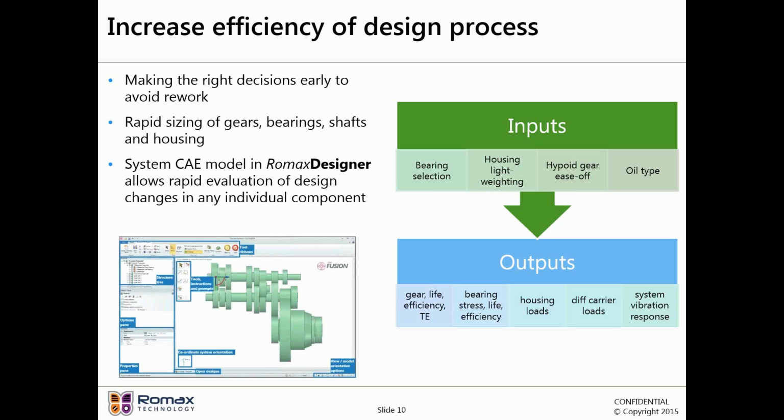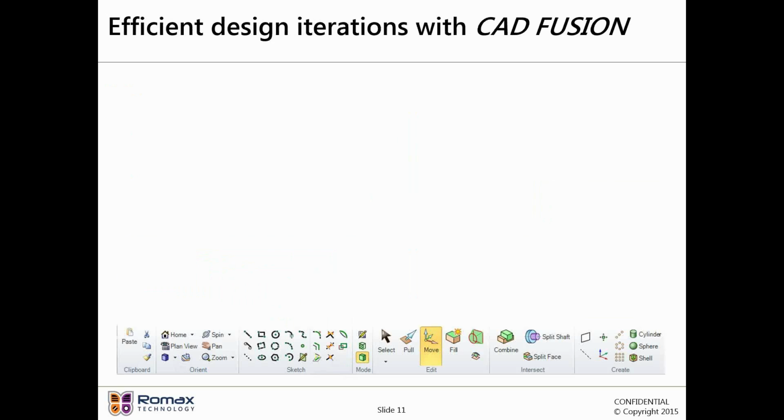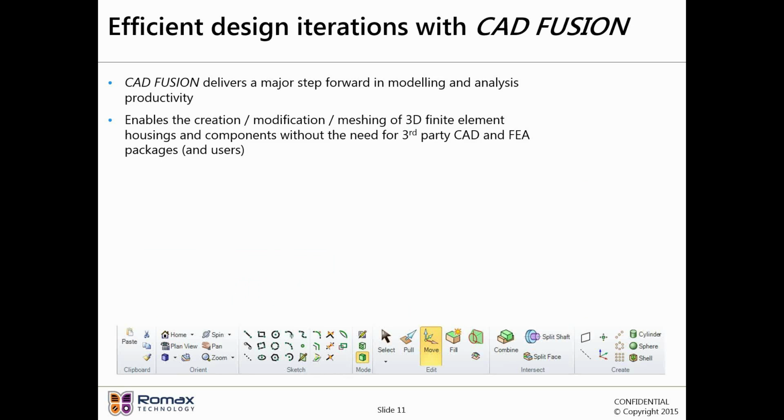One particular area I'd like to highlight is the Romax solution for efficiently integrating with your CAD process. So we developed a piece of software called CAD Fusion, and our latest release delivers a major step forward in modeling and analysis productivity when using Romax Designer tools. So it allows not only the translating into Romax, but also the creation, modification, and then the meshing of 3D components. And this reduces the need for third-party CAD and FEA packages all the time.